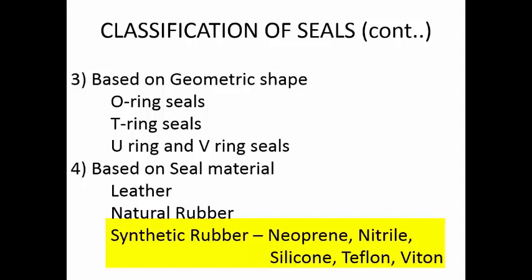But why are we not going for Teflon all the time? Because as the performance characteristics of a seal material improve, its cost also increases accordingly. So depending on the cost factors and the requirement, you are going to select a particular kind of synthetic rubber.